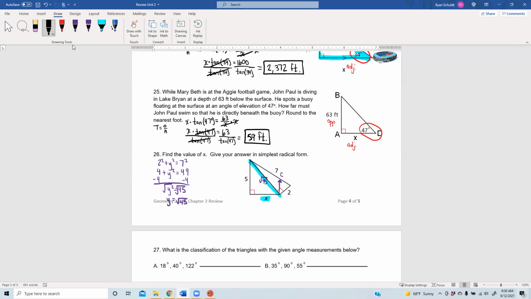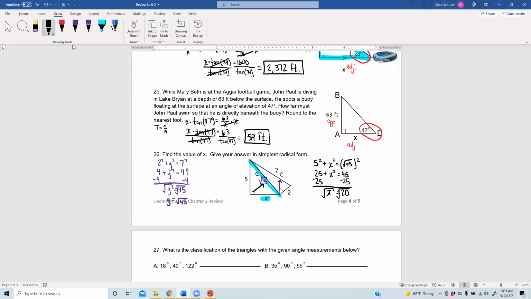It's something I need for my final answer, but it's not my final answer. So there's that piece. Now, that's going to be my c when I get my x. So 5 squared plus x squared equals the square root of 45 squared. It's going to be 25 plus x squared equals 45. Subtract the 25. You get x squared equals 20.